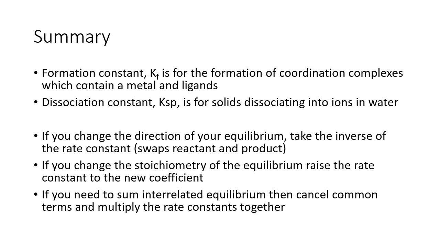All right, to summarize, formation constant, Kf, is for the formation of coordination complex which contain a metal and ligands. Kd is equal to 1 over Kf. If you change the direction of your equilibrium, take the inverse of the rate constant, because it swaps the reactant side with the product side. If you change the stoichiometry of the equilibrium, raise the rate constant to the new coefficient. So if you did x times a, you would end up with a to the x power. If you need to sum interrelated equilibria, then cancel the common terms and multiply the rate constants together.